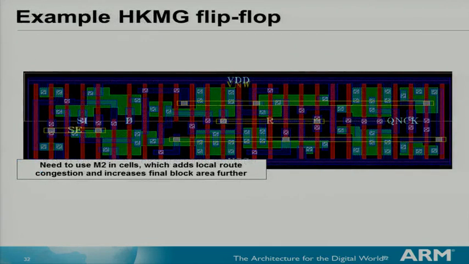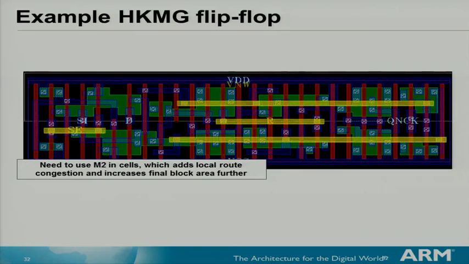So this is a scaled node. It's an example high-K metal gate flip-flop. And what we've seen is that the number of contacted poly pitches that was required for the 65 nanometer flop, the number of poly pitches required at this scaled node increased, which increases area because of regular layout. Also, you cannot just have metal 1 to route internally within the cell. We needed metal 2 as well. And this basically adds local route congestion because it increases the block area further.